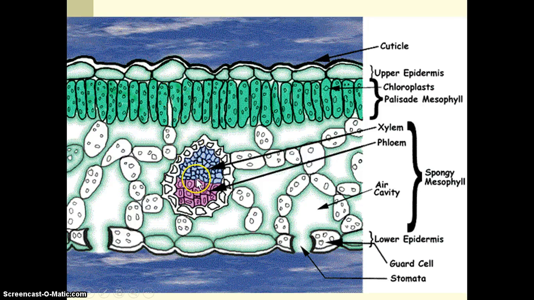So here again, cross-section of a leaf. You can see we have a bundle right here of xylem and phloem.